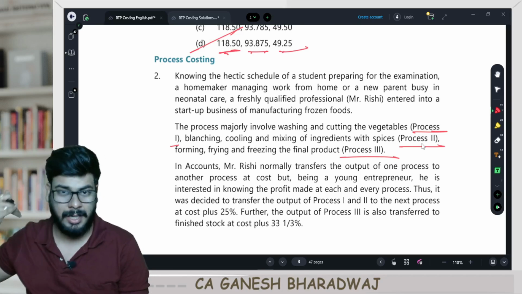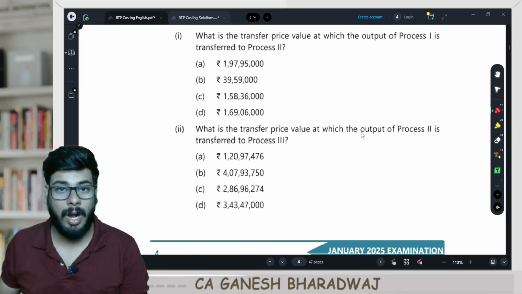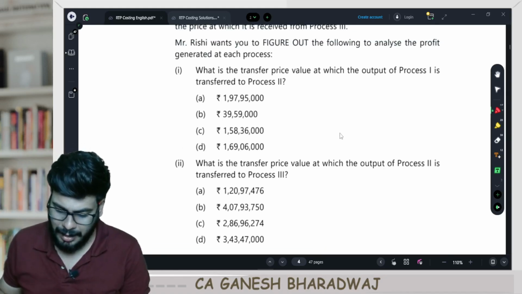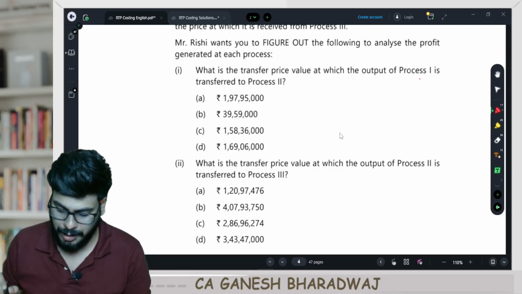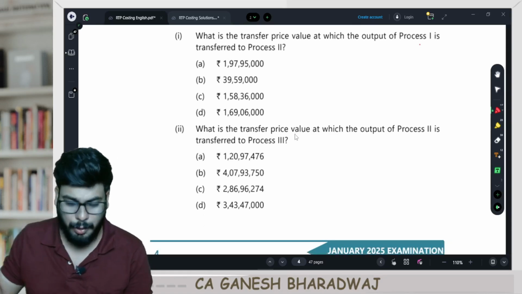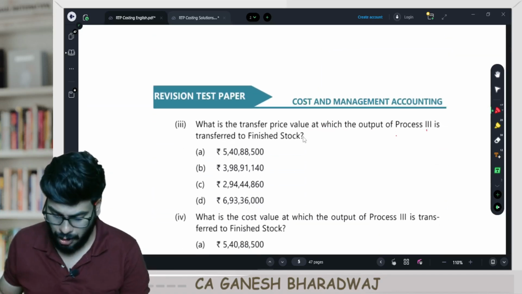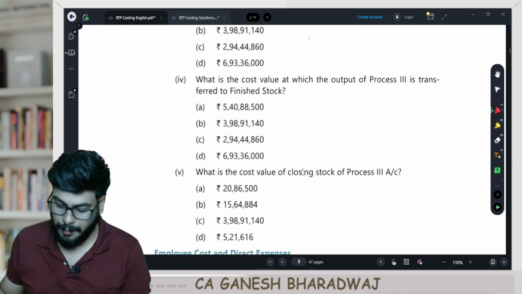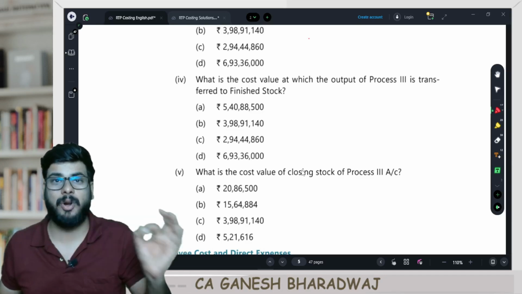Now, before we further get into the case study, let's quickly get into the MCQs and see what they are expecting. Once we understand that, we will look for these facts while solving. Now, what they have asked: what is the transfer price value at which the output of process 1 is transferred to process 2? Similarly, the transfer price value of output of P2 transferred to P3, then transfer price value of output of P3 transferred to finished stock. What is the cost value at which the output of P3 is transferred to finished stock? Cost value of closing stock of P3. Clearly, we can understand this is about the inter-process profits.